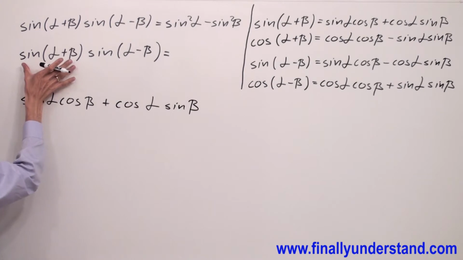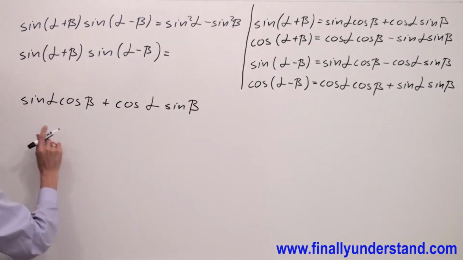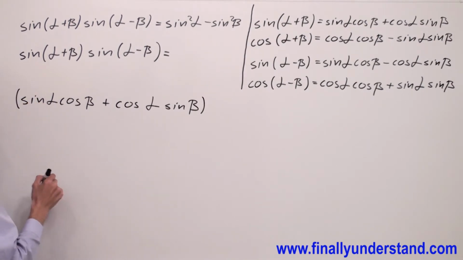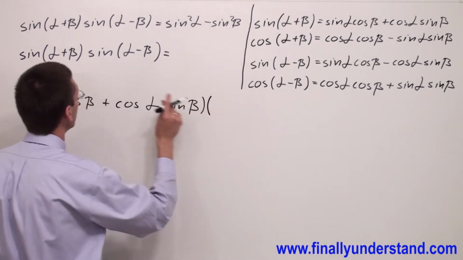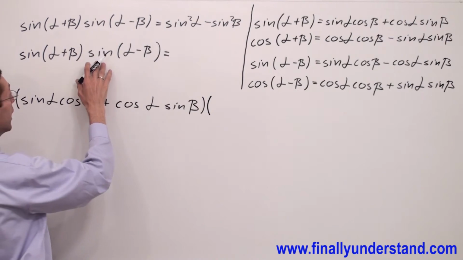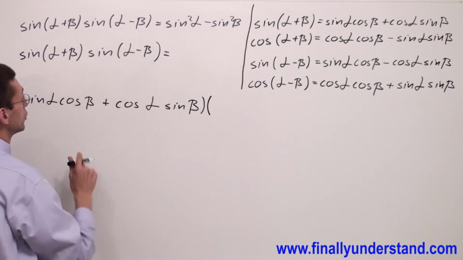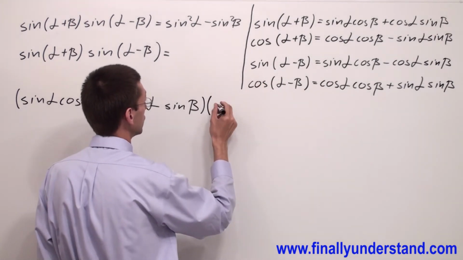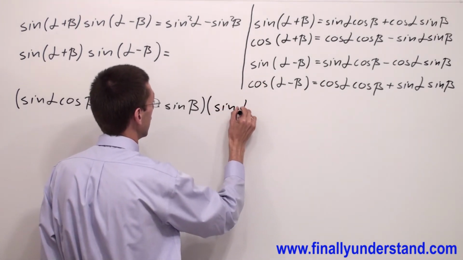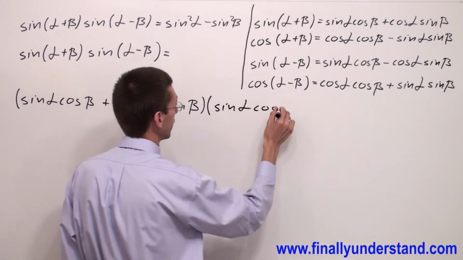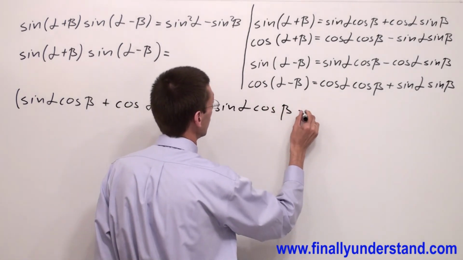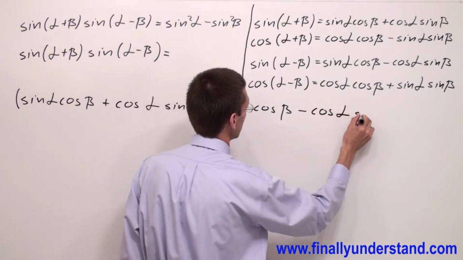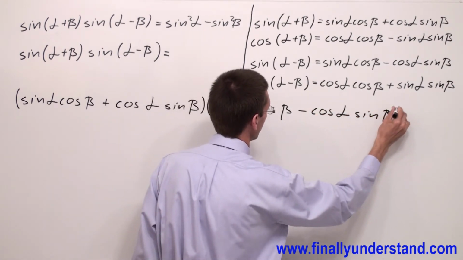I'm finished with this part. Now, I'm going to put them inside of the parentheses. Times, now I have the sine of the difference of two angles. That's why I'm going to apply this formula. This is equal sine alpha cosine beta minus cosine alpha sine beta.